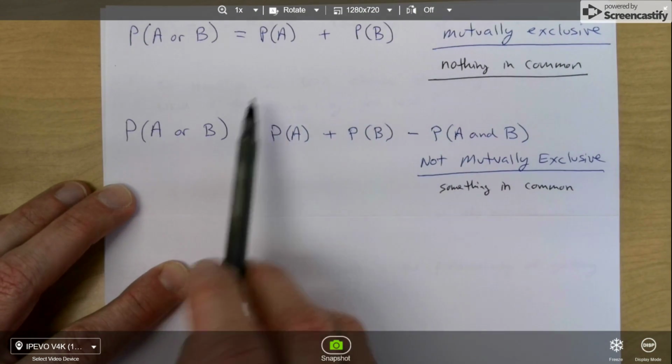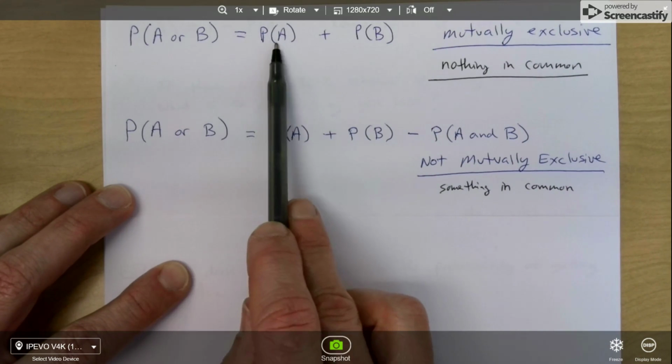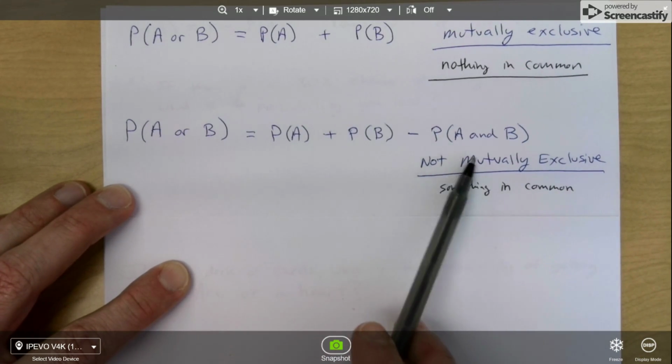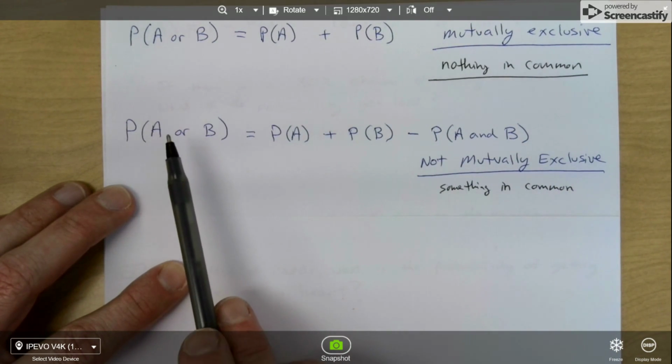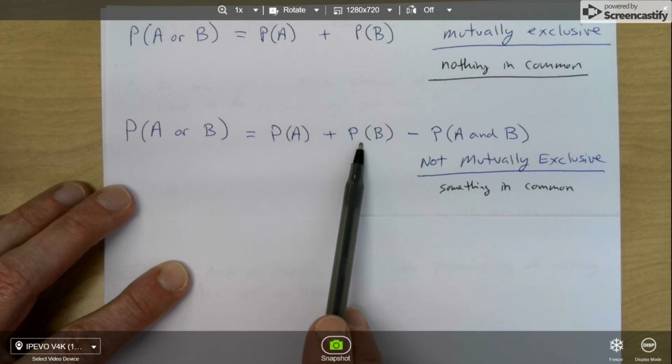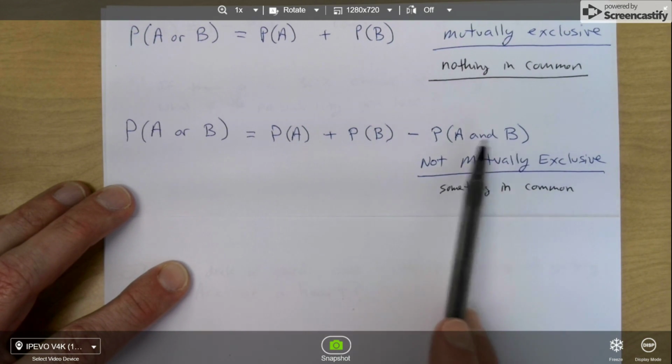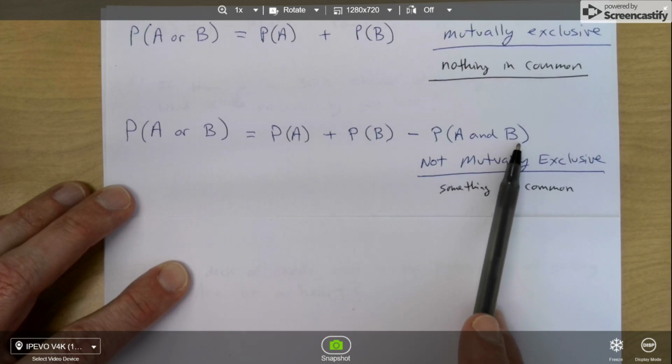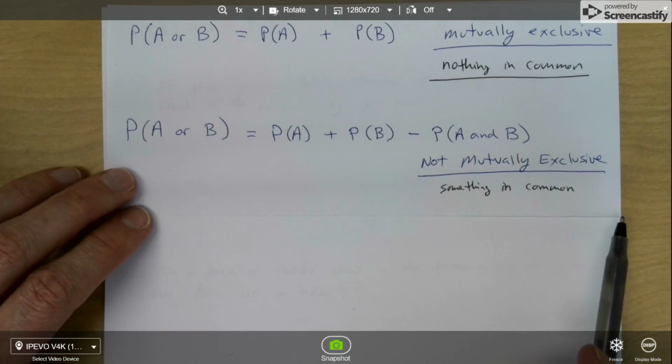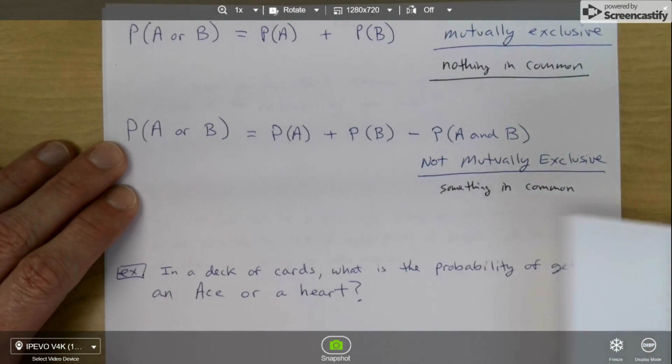Now, what we're going to do here with both of these, if it's an or, you're just going to add the probabilities up. Now, if there is something in common, it's not mutually exclusive, A or B, you'll just add them, but you're going to have to subtract the and of them, the probability of A and B. And so let's look at a couple examples where this rule will play out.